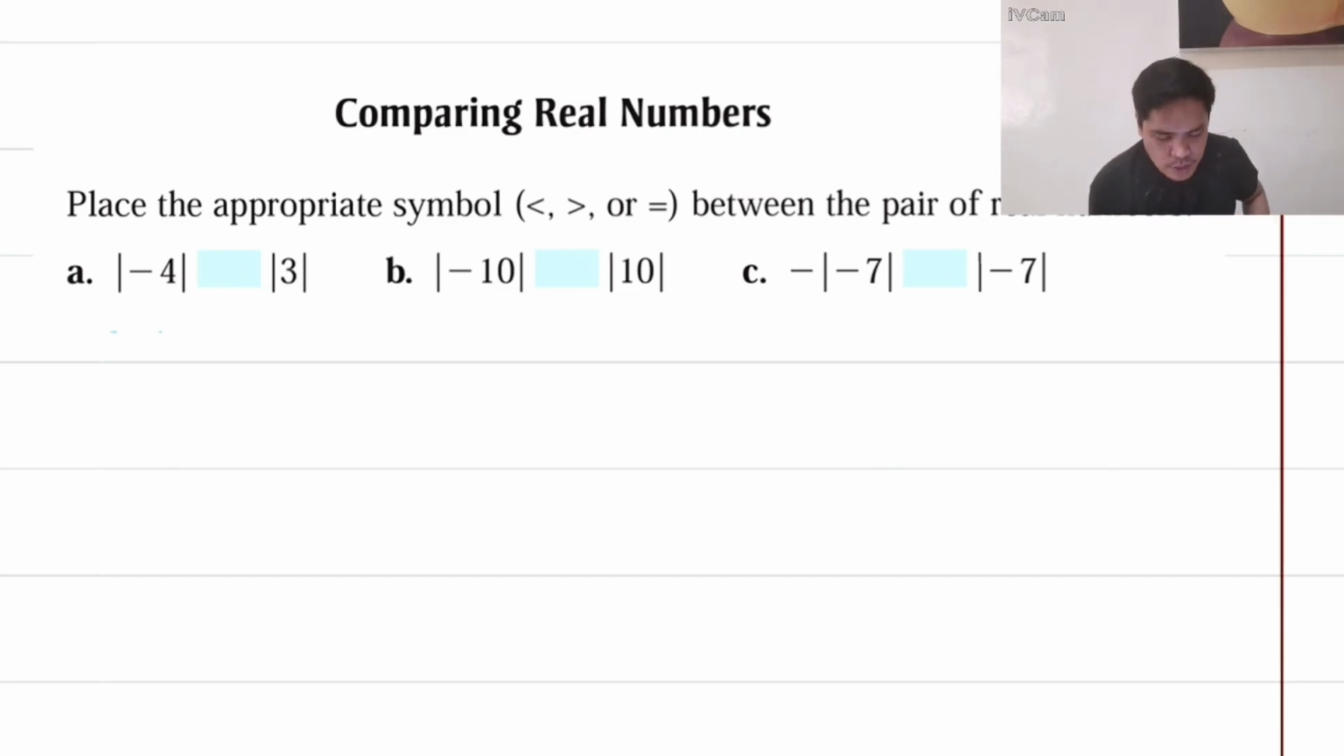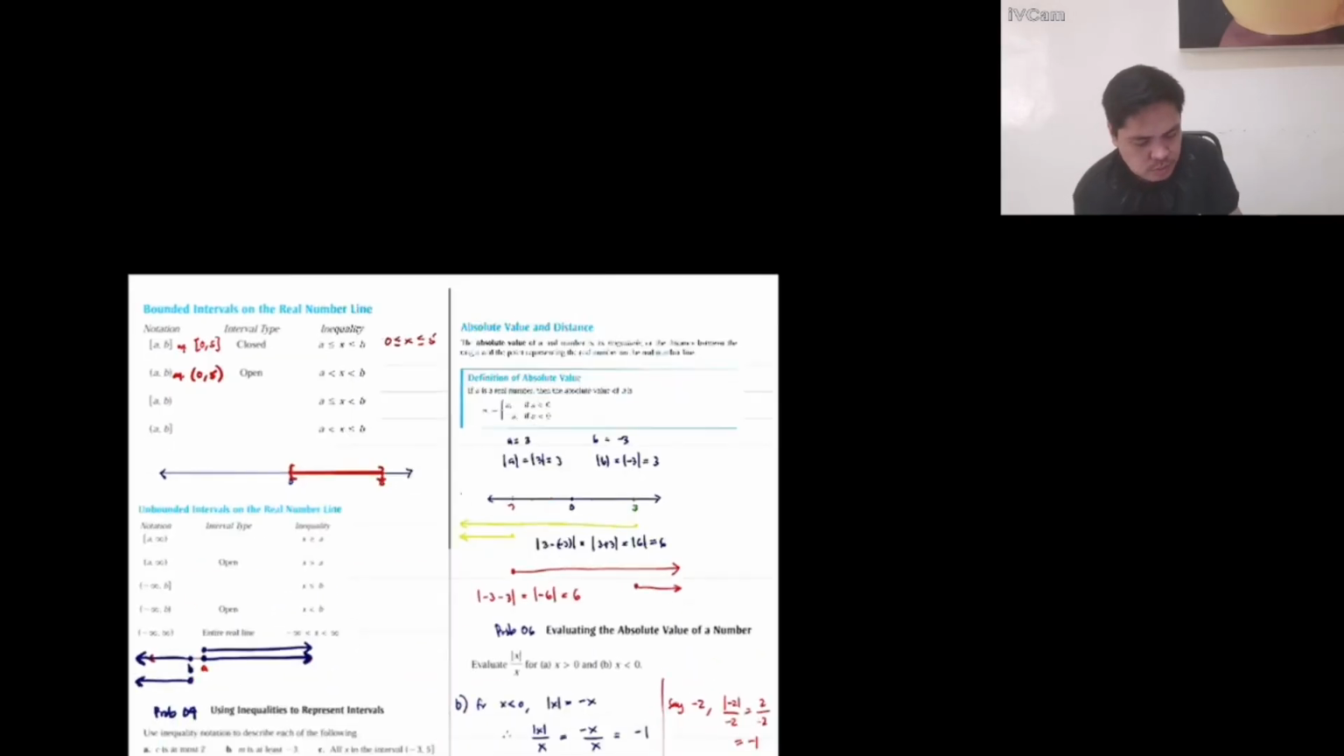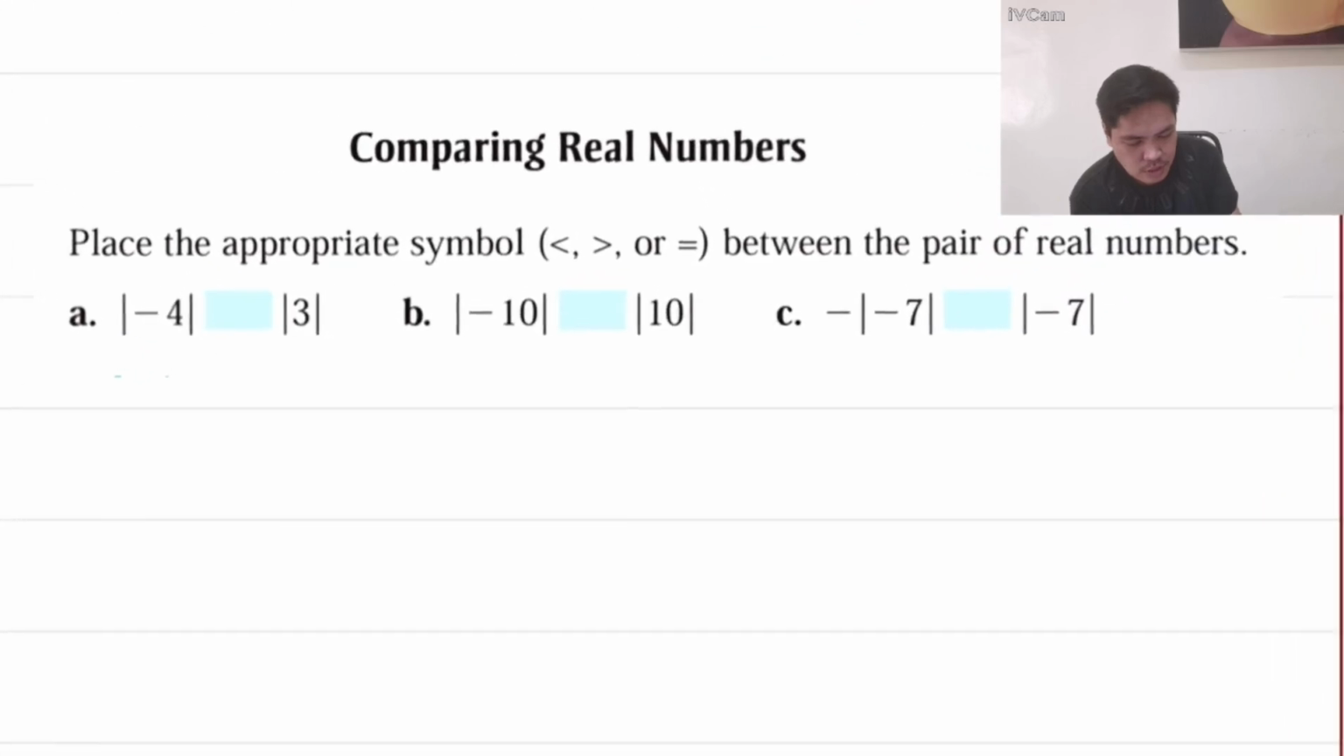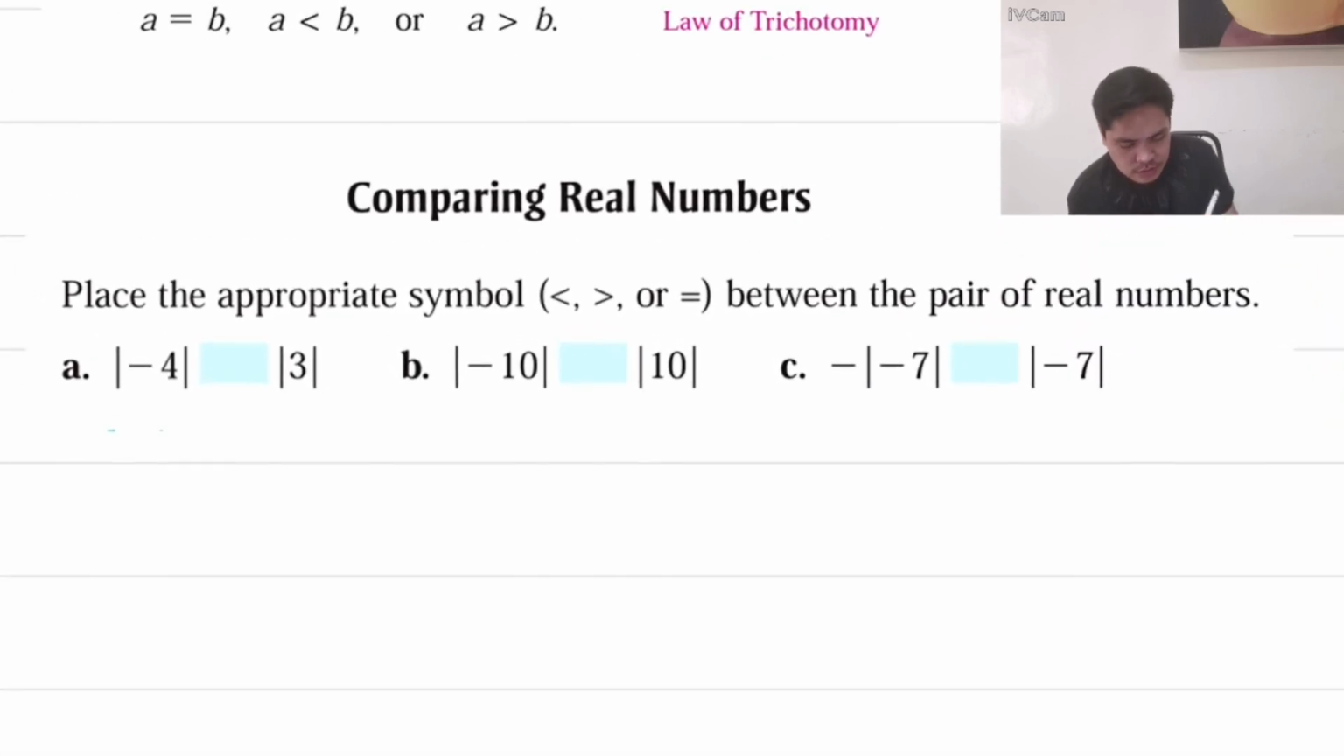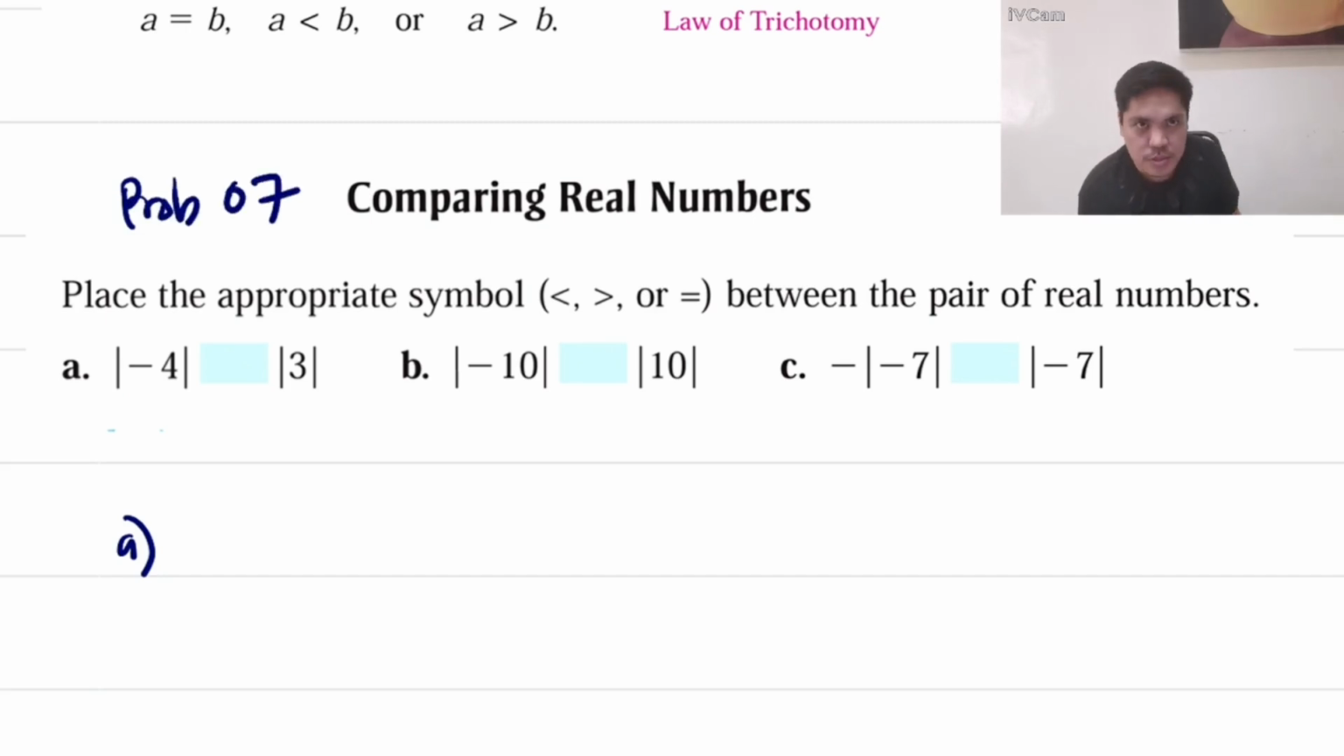So, let's try to compare these numbers. Place the appropriate symbol greater than, less than, or equal between the pair of real numbers. I think medyo madali lang to, no? Wala ding challenge. Uy, lumilipad talaga siya. Asan trichotomy? I'm very sorry. Ayan. For letter A, anong pwedeng gawin natin? By the way, this is problem number 7 if I'm not mistaken.